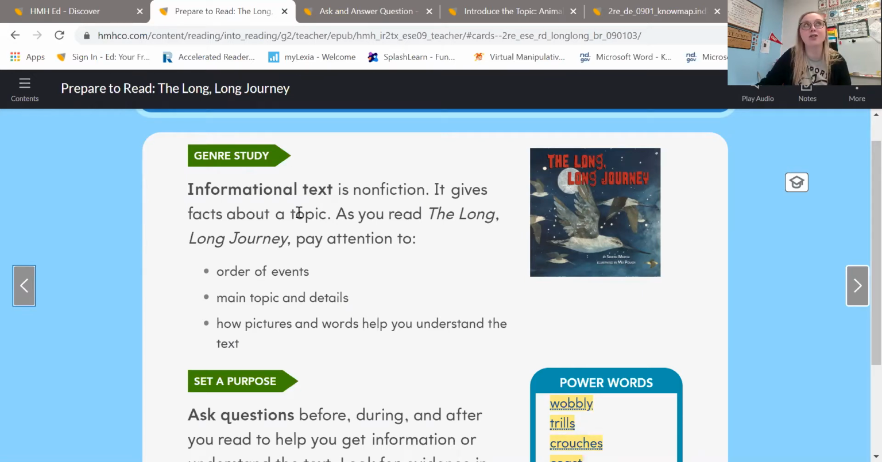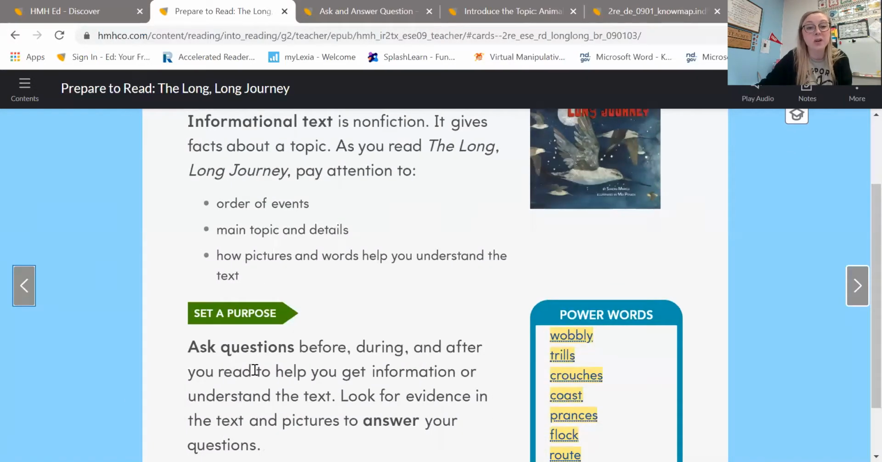Again, we should know this by now, informational texts are nonfiction, and they give us facts about a topic. If you can see that this picture isn't a real picture, it's still an informational text. It's still going to be nonfiction. As you read The Long, Long Journey, pay attention to order of events. Informational texts have chronological order, the main topic and details, and how pictures and words help you understand the text. Remember, text also means story.